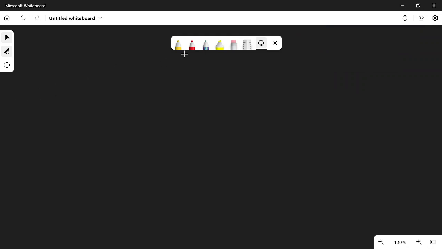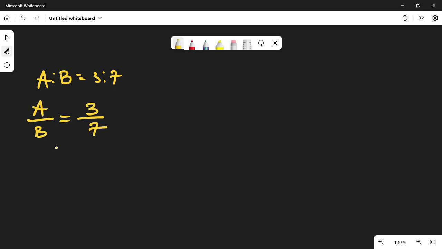Alright? So we move to the next one. Let's take for instance that you have interpreted the ratio completely. If you want to write it down in terms of the order instead of in terms of the total, for example, if I have A ratio B equal 3:7, you can interpret it as saying that A over B is equal to 3/7.